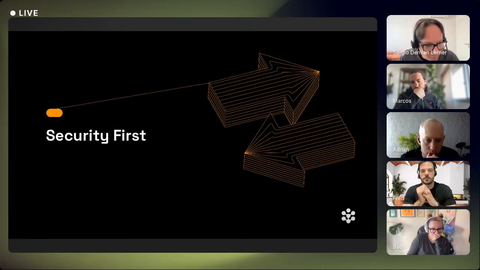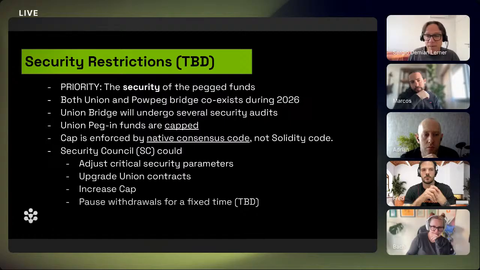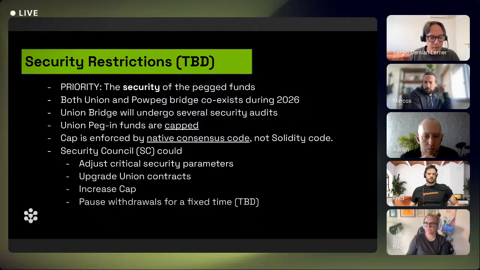So for us, the priority is security. There's thousands of Bitcoins locked in the PowPeg right now. They have been secure for all this time, and we don't want to change that at all. We don't want to introduce any risk. So we are having a very strict deployment plan where we put security first.